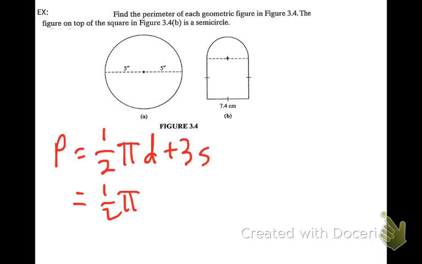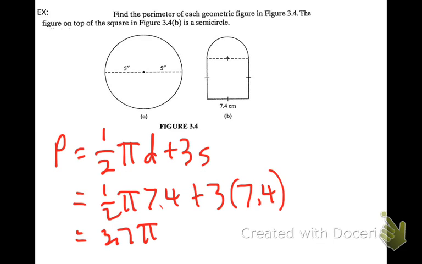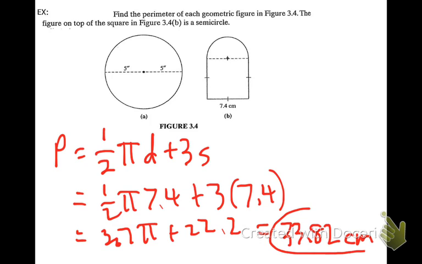7.4. It's the same as the length of the side. So it's 7.4. And then plus 3 times the side, which is 7.4. So we calculate that. We're going to get 3.7 pi plus 22.2, which is going to equal, we'll round that one. Since it's got decimals in it, we'll go ahead and round it out. If I multiply that out, I'd get 33.82. We go to the nearest hundredth place, centimeters. That would be my answer. And I would circle it so I know that's the answer.